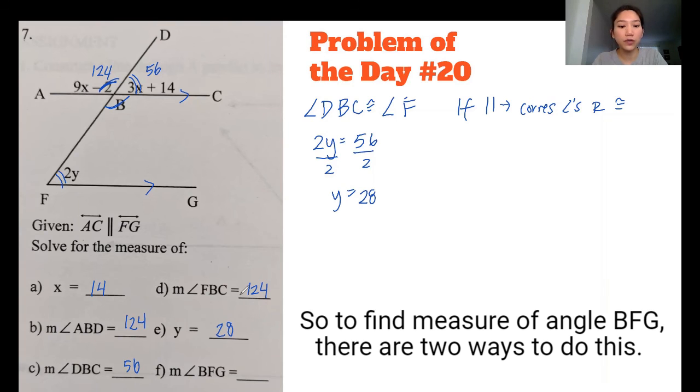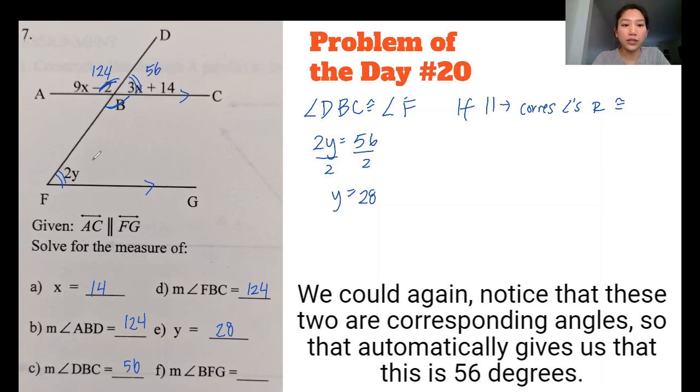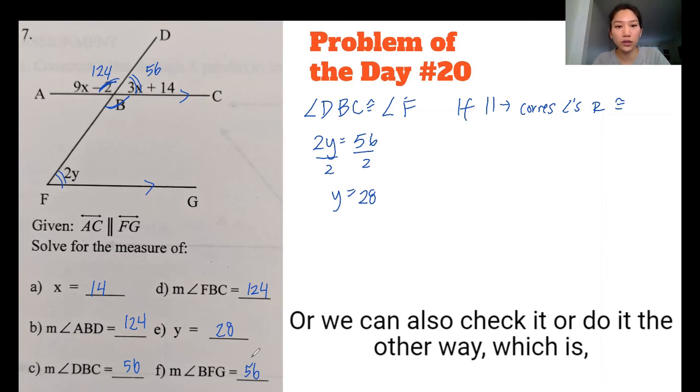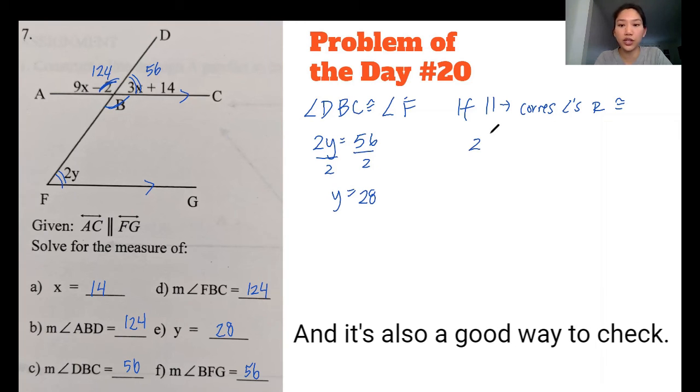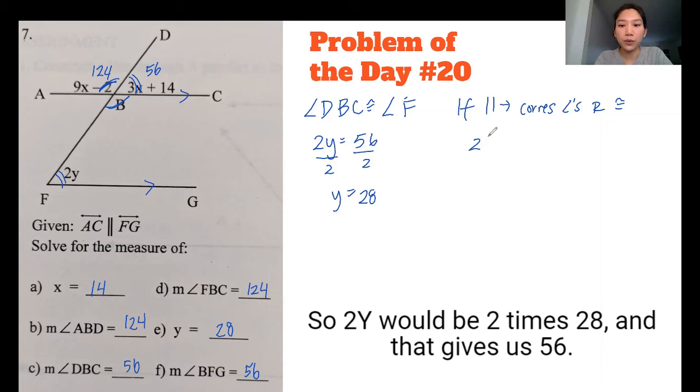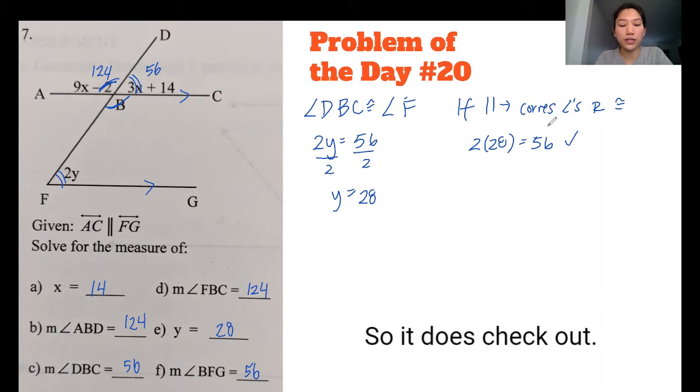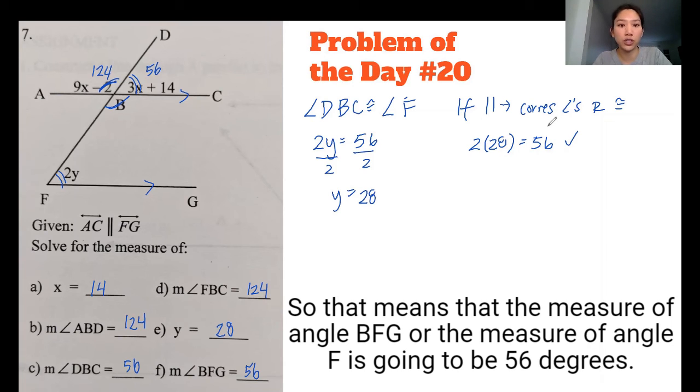Okay, and then to find the measure of angle BFG, there are 2 ways to do that. We could, again, notice that these two are corresponding angles, so that automatically gives us that this is 56 degrees, or we can also check it or do it the other way, which is now that we have y, we can plug it into this expression 2y in order to find the measure of the angle. And it's also a good way to check. So 2y would be 2 times 28, and that gives us 56, so it does check out. So that means that the measure of angle BFG, or the measure of angle F, is going to be 56 degrees.